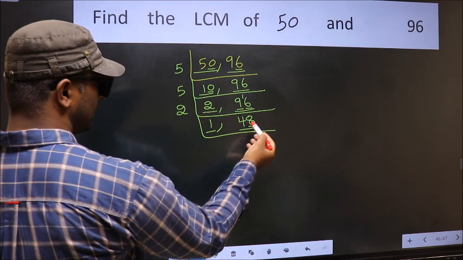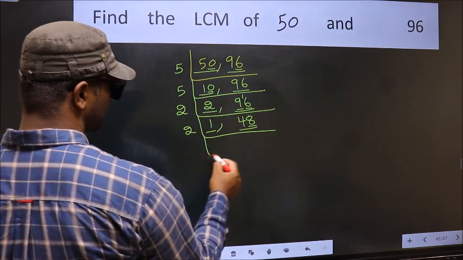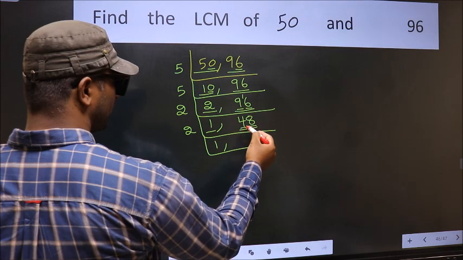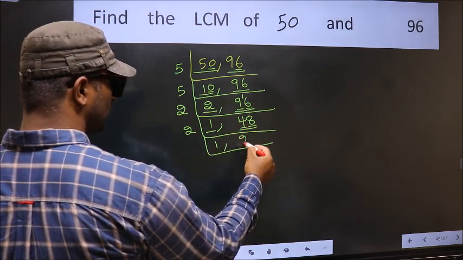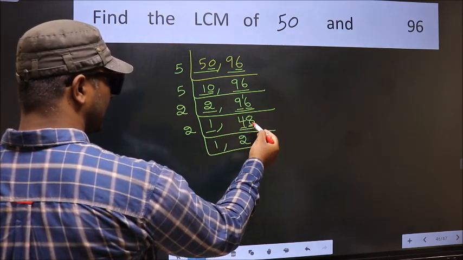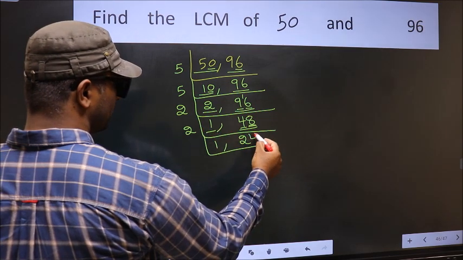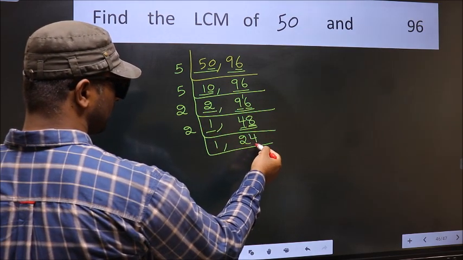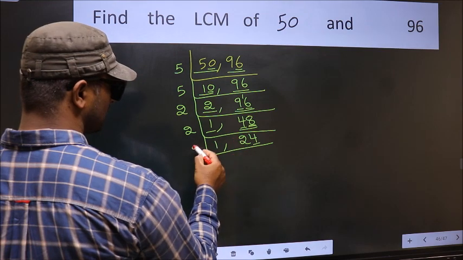Last digit 8, even, so take 2. First number 4, when do we get 4 in 2 table? 2 2's 4. The other number 8, when do we get 8 in 2 table? 2 4's 8. Now here we have 24, last digit 4, even, so take 2.